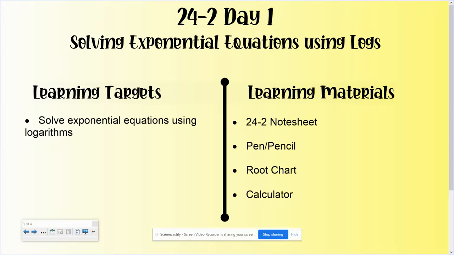Welcome back for lesson 24-2. Now we're going to split this section up into 2 days. So today in day 1, we're going to be solving exponential equations that require the use of logs.